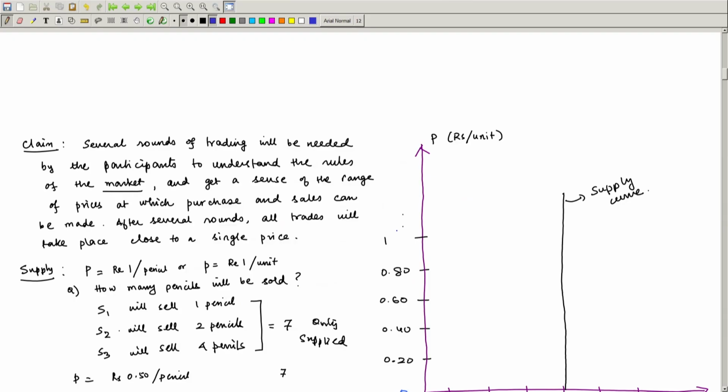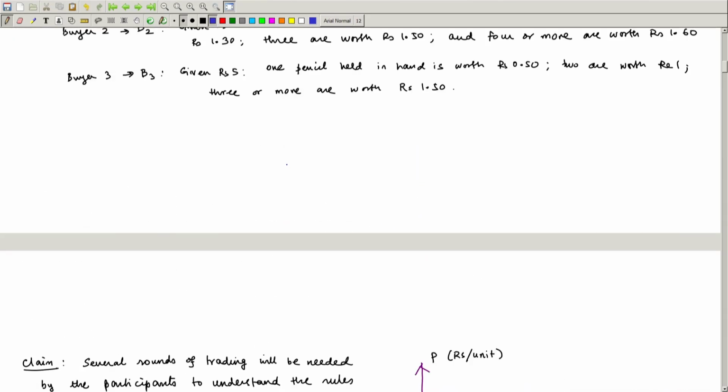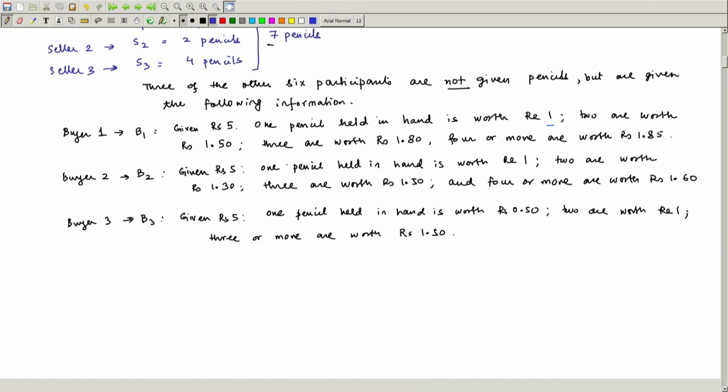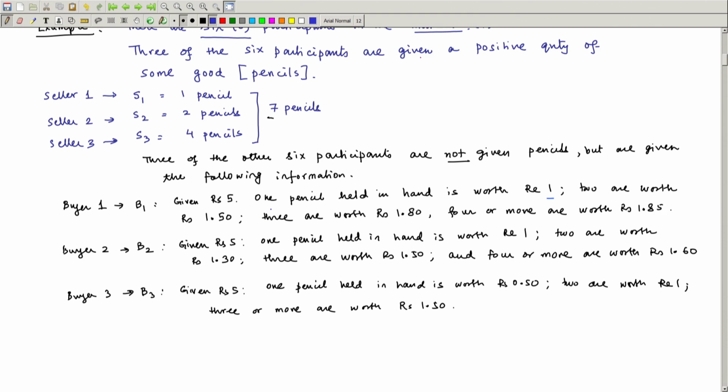So, hello everyone, let us continue with the discussion. If you recall very quickly, we are trying to construct the demand curve and supply curve in the context of a very stylized example. This is the information that is given to us about 6 participants in the market. 3 of them are designated as sellers, 3 of them are designated as buyers.